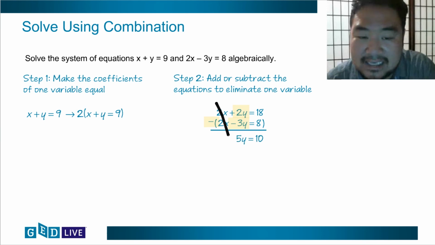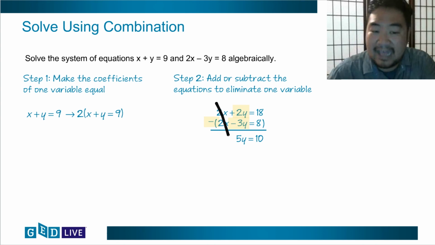2y plus 3y is equal to 5y. And then lastly, 18 minus the 8 is going to give us 10. And notice we'll get the same answer. 5y is equal to 10. Y is equal to 2.